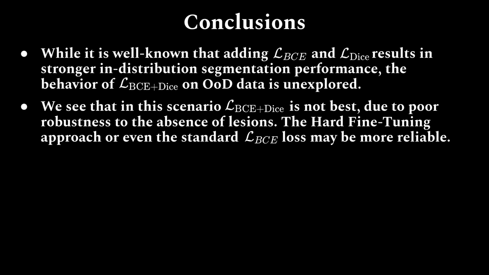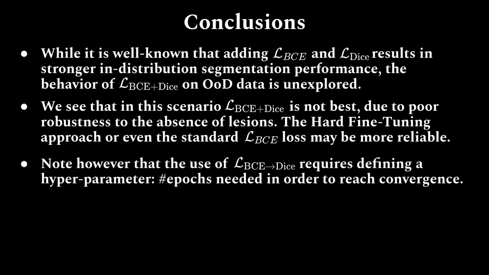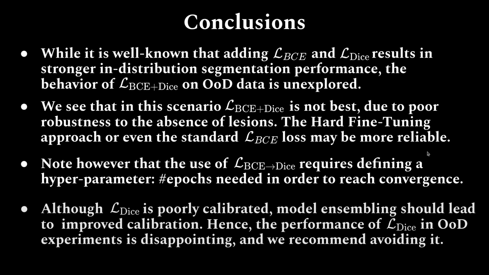Note, however, that the hard fine-tuning approach requires you to set a hyperparameter, which is the number of epochs you train before switching to the DICE loss. Actually, this is not correct. It should say number of epochs before you switch to the DICE loss. And I will correct that in the final version of the slides.